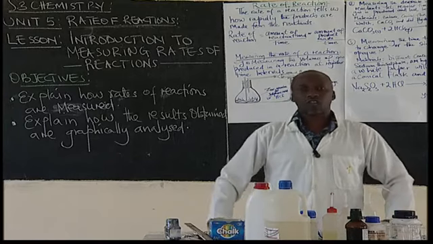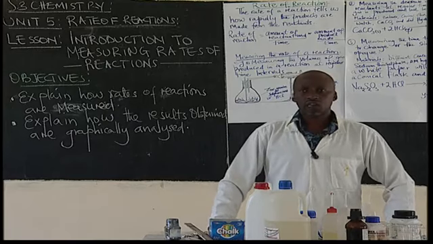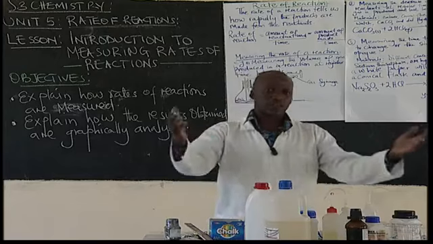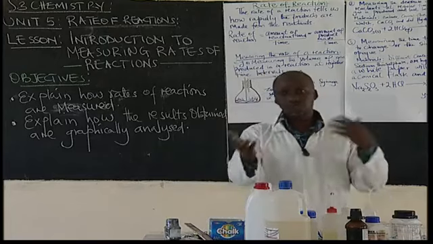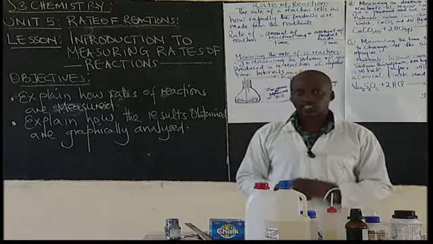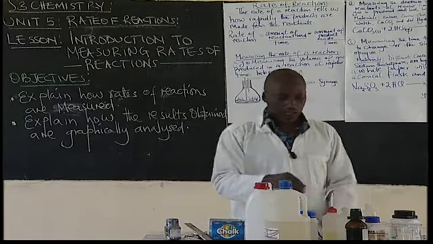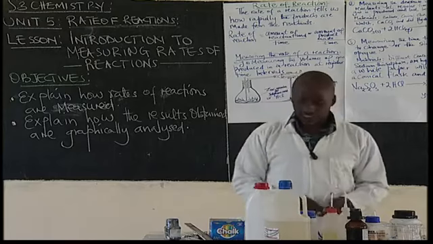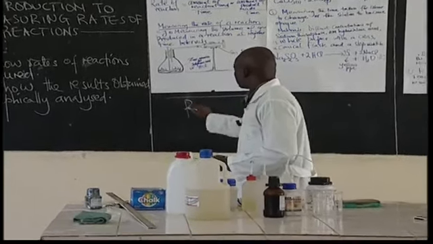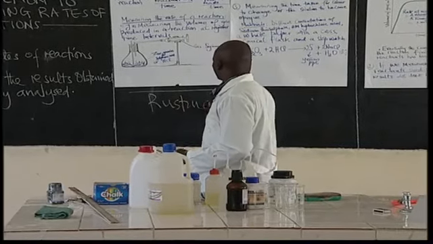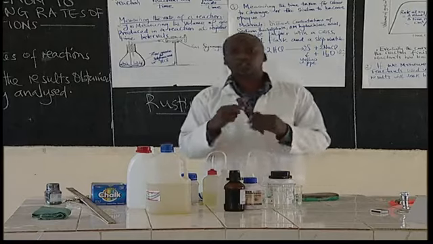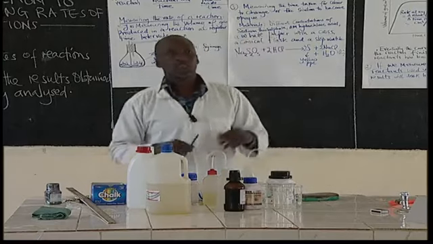Some of the reactions that we encounter in everyday life are very slow, others are very fast, others even take days to occur. An example of a slow reaction I can give is rusting. If you remember what we mean by rusting, rusting is one of the examples of reactions that take place slowly.